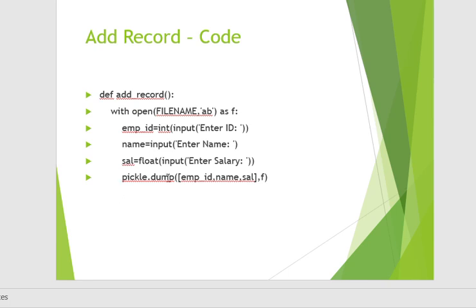Using the dump function, we can write the contents to the file. The way of using is pickle.dump, and we will be passing all the elements as elements of a list, and we are storing in file F. So this is the syntax. This will write all the values emp id, name and salary in the file F, that is basically the file employee.dat.